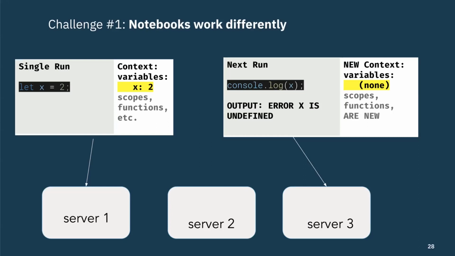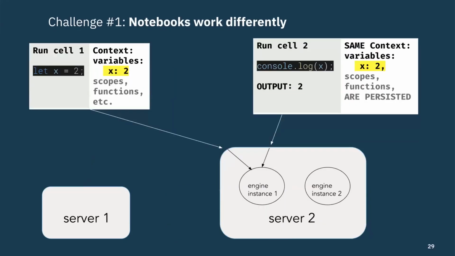So you can see here that the console log statement on the right has no access to the value of X from the first run. In Jupyter and other notebooks, code execution is stateful. Each code submission needs access to the context from previous submissions. This means all code from a notebook needs to be submitted to the same engine instance. That means the same instance on the same server.